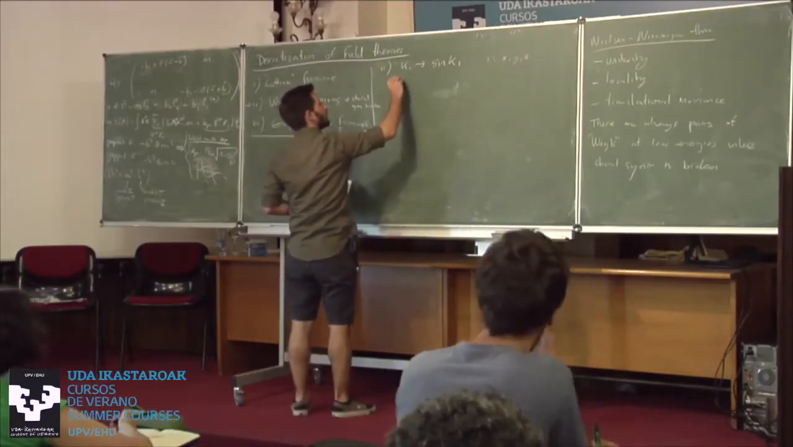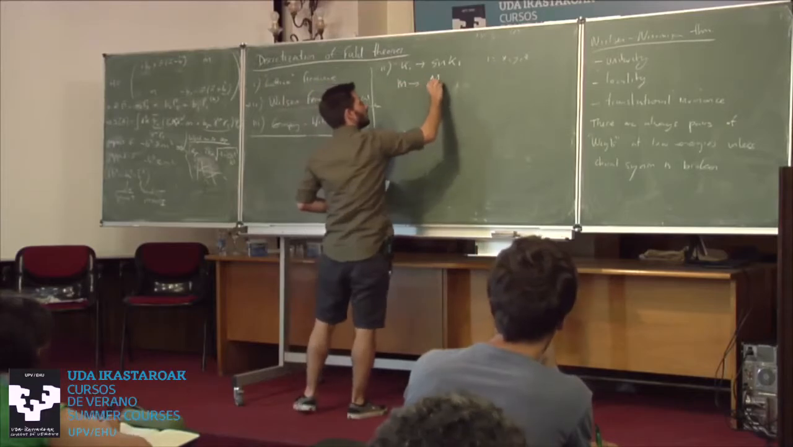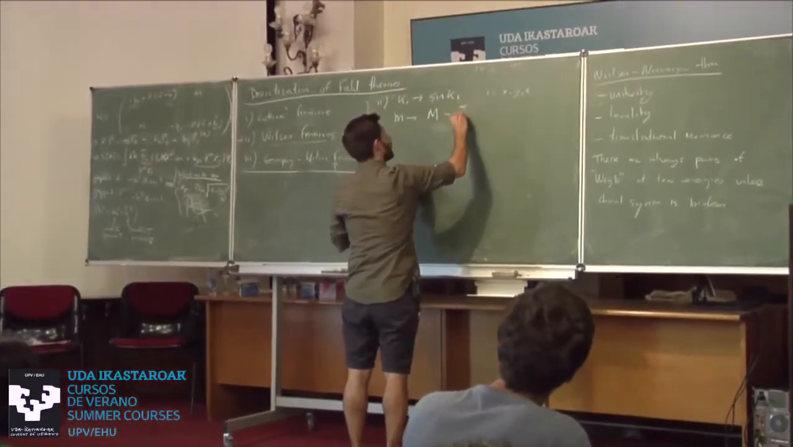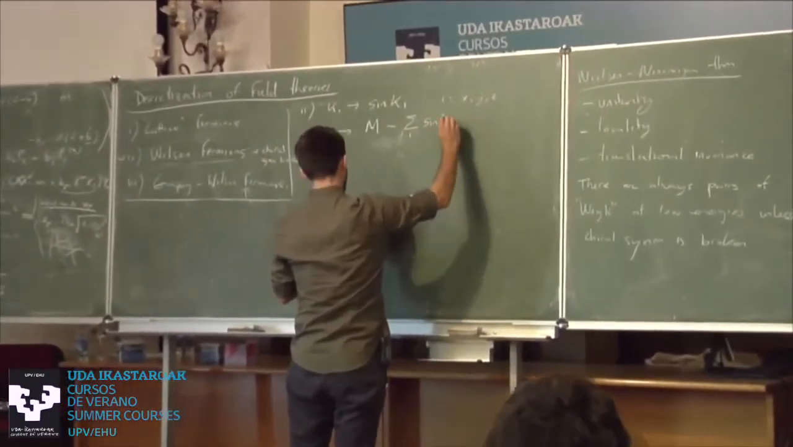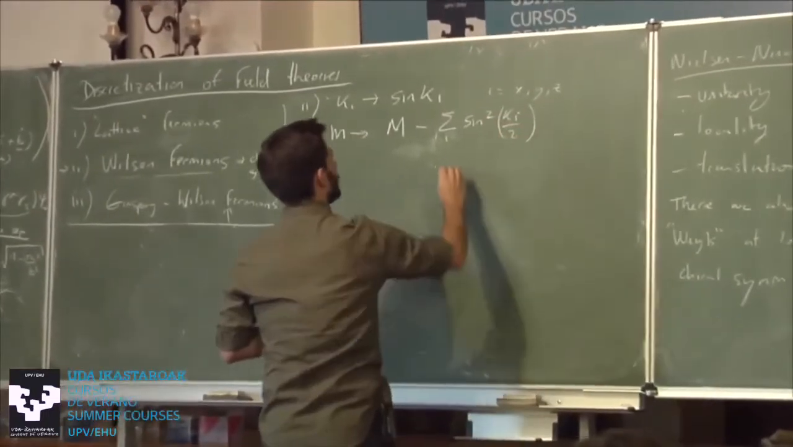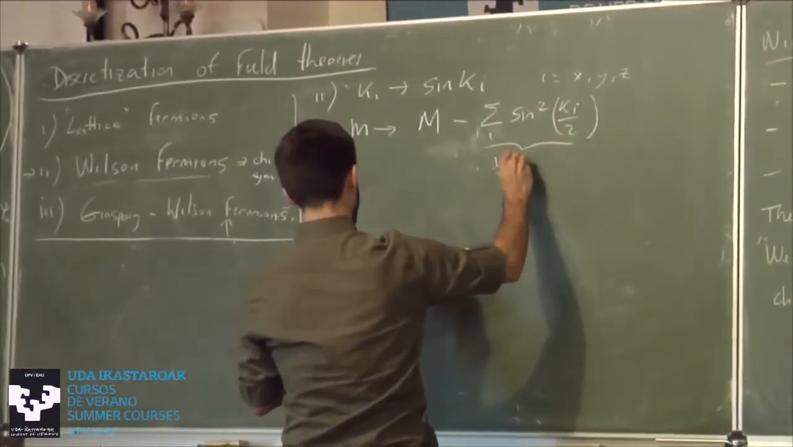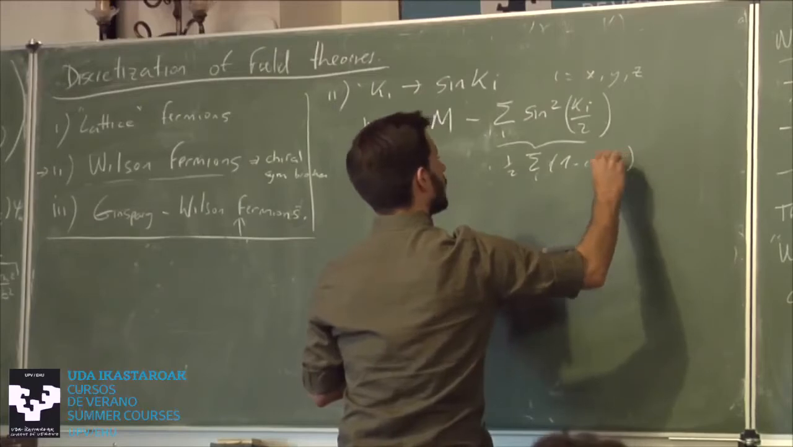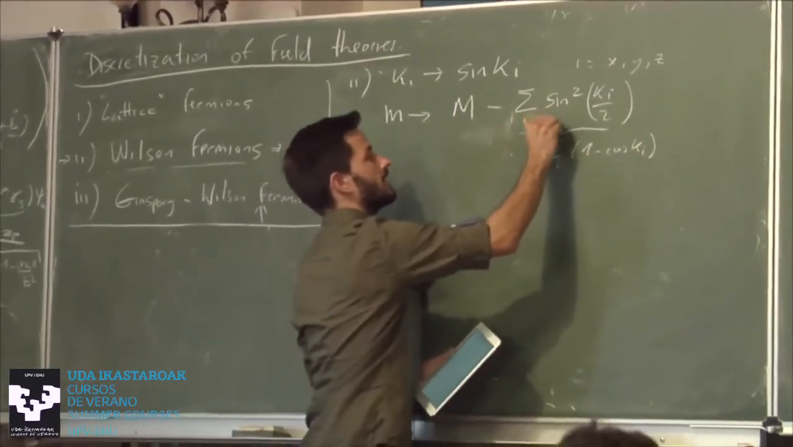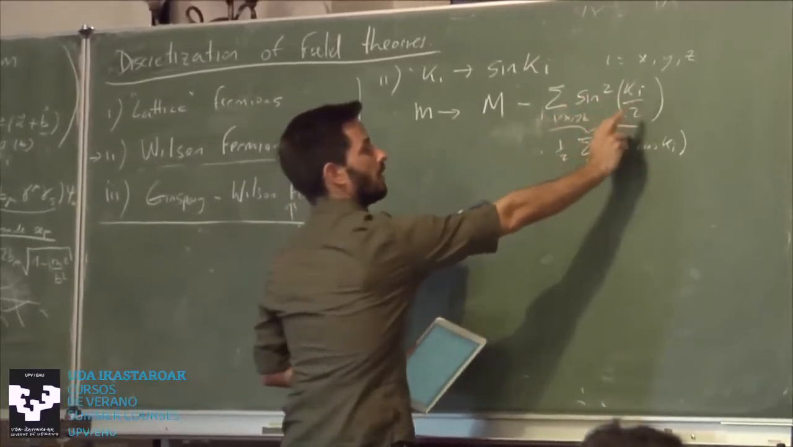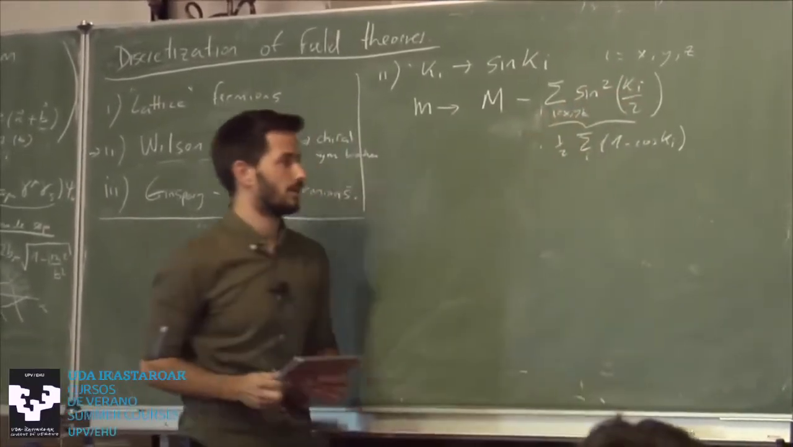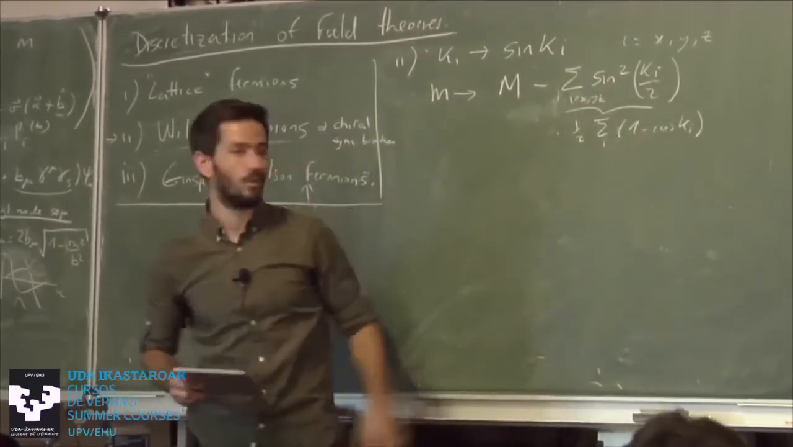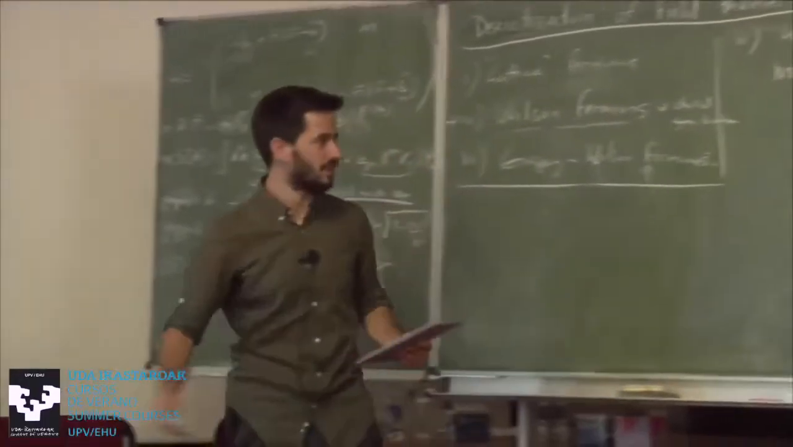But now what I'm going to do is, instead of writing just a single mass m, I'll write it as sine squared of ki over 2, which you can also write as 1/2 sum of 1 minus cosine ki. So this is a sum that goes over x, y, and z of the sine squared of ki over 2. You can also write it, just using trigonometric identities, as this guy. And the reason I write both is because high energy books usually use this, and we in condensed matter usually use this. But they're the same thing.